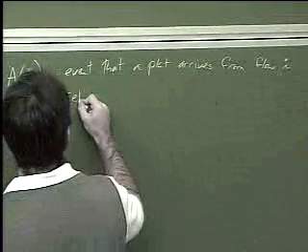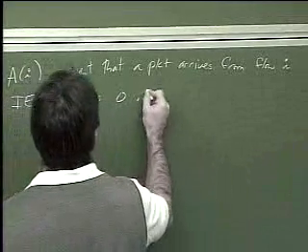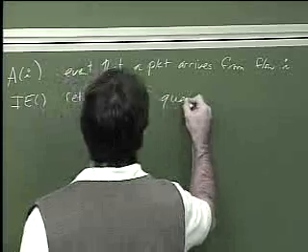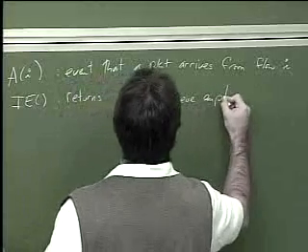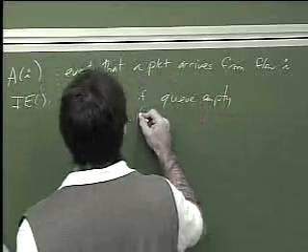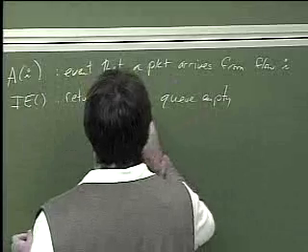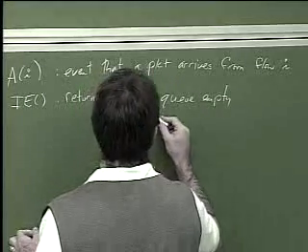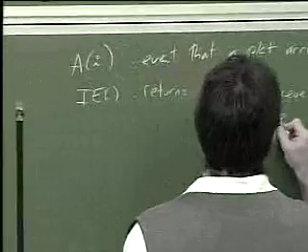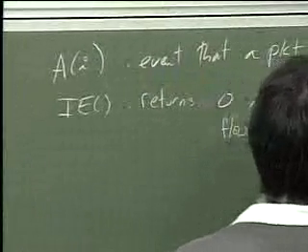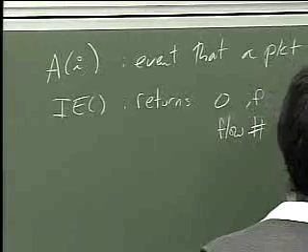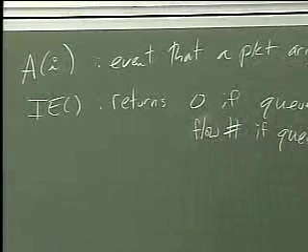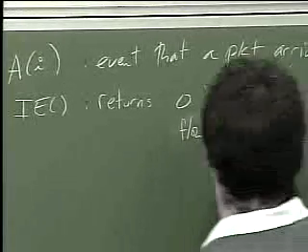Let's define a function Q: return 0 if Q is empty, or the flow number if Q is not empty and flow I is currently being processed.